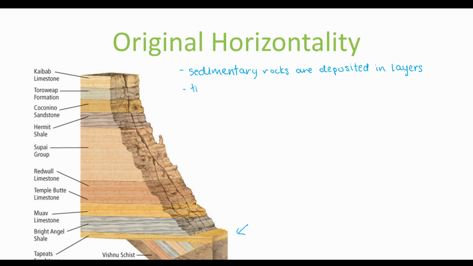So any tilting occurs after the layers were laid down. So they weren't formed at a tilt. They were formed and then something else happened that made them tilt.